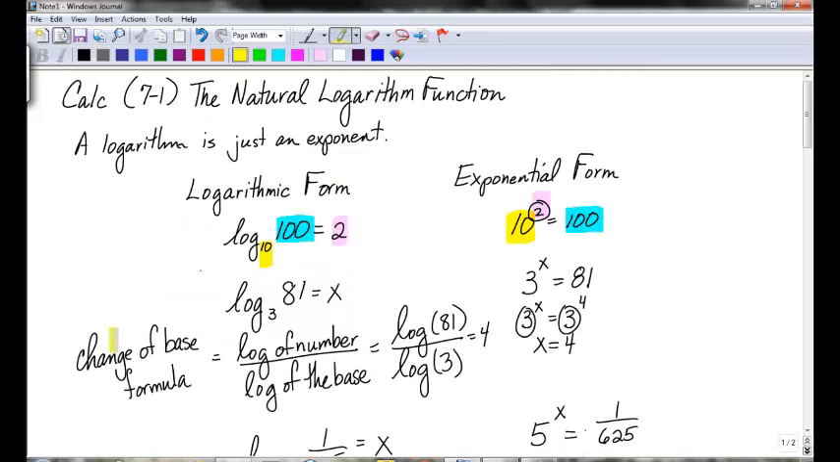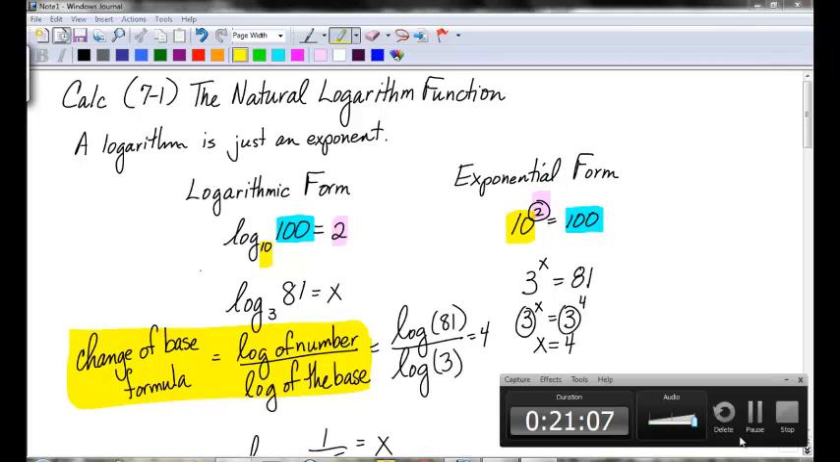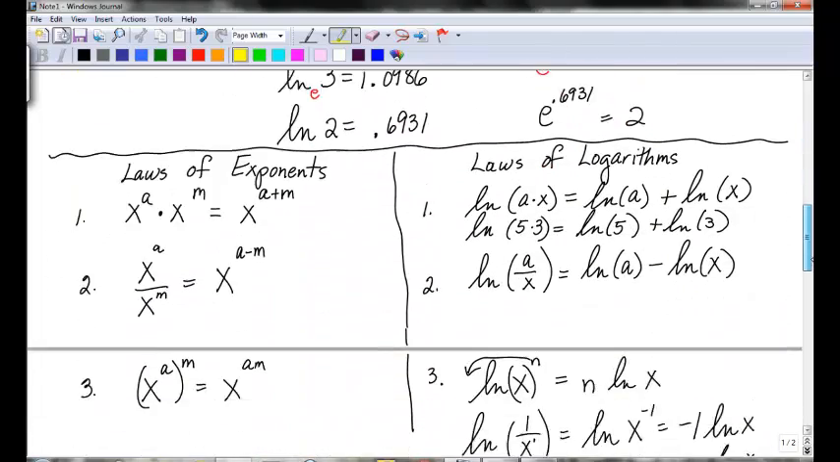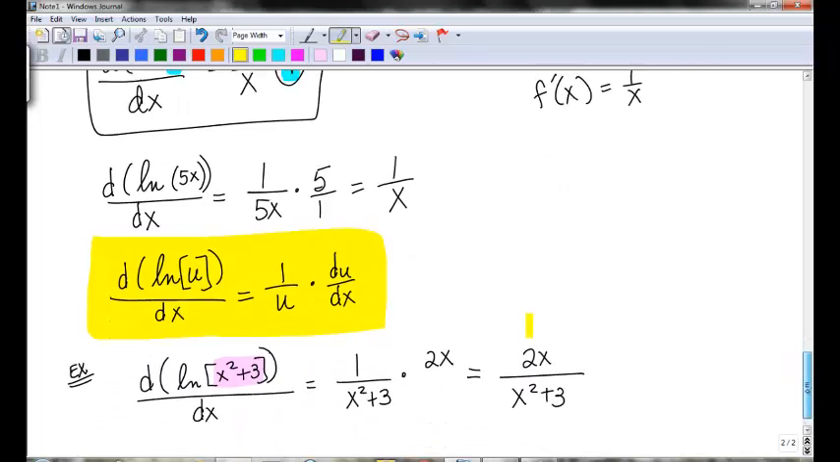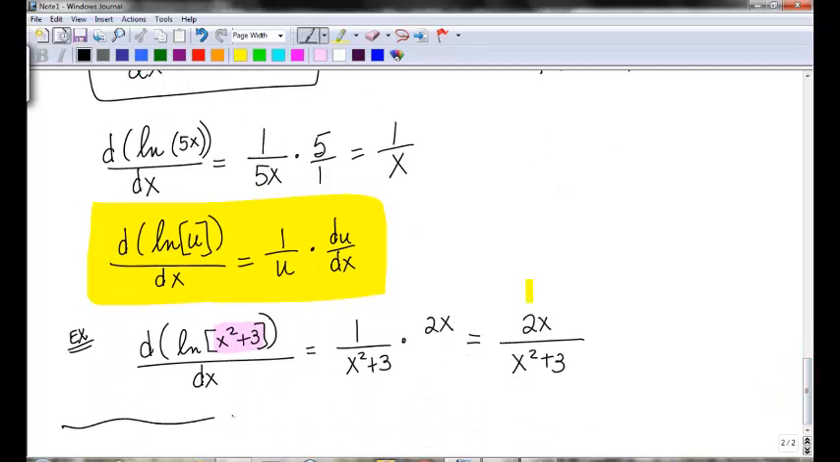Okay, guys, I would add this to your card, the change of base formula. It's the log of the number divided by the log of the base. Okay, then I want you to add this formula. The derivative of the natural log of u is 1 over u times the derivative of u with respect to x. Add that to your card. Okay, now draw another little separator there.